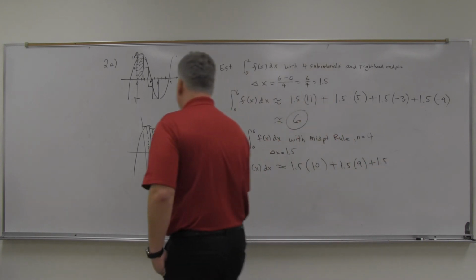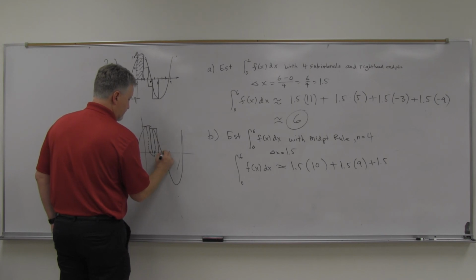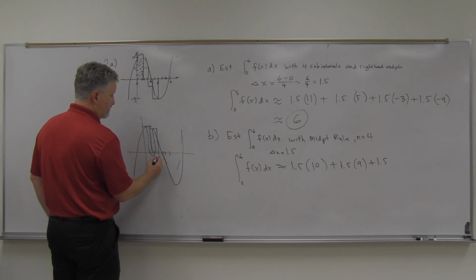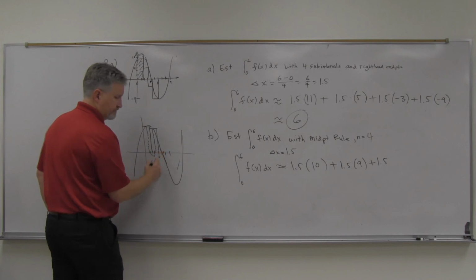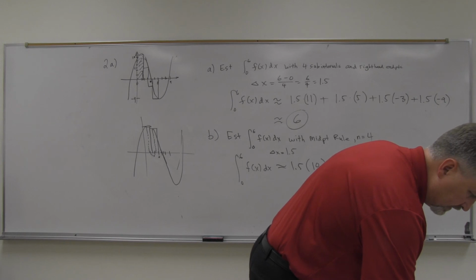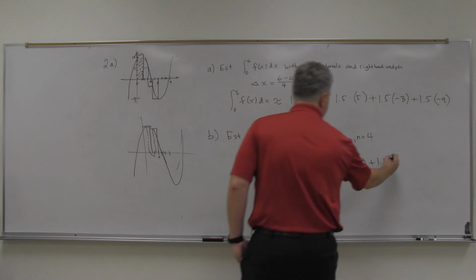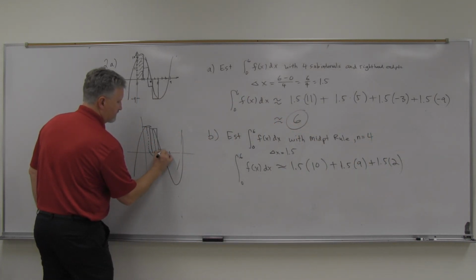The third one would be between 3 and 4.5. The midpoint between 3 and 4.5 would be 3.75. So that's actually going to give me a positive value, I think. At 3.75, I'll call it 2 for the height there. So at 3.75, go up there, I get a 2.